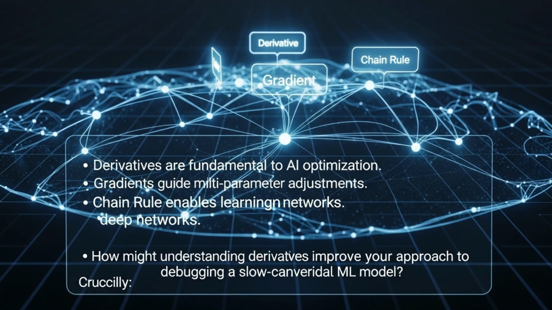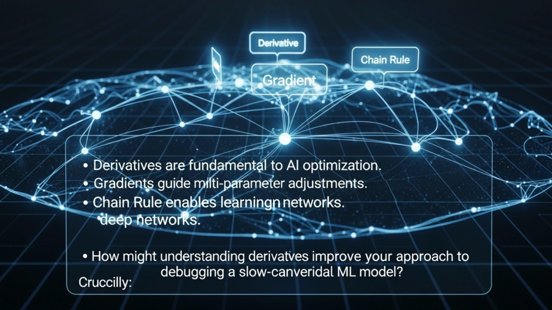We've covered some powerful concepts today. To quickly recap, we learned that derivatives are absolutely fundamental to AI optimization, acting as the GPS that guides models to minimize errors. The gradient gives us that multi-dimensional compass, pointing to the steepest descent across many parameters simultaneously. And the chain rule is what connects the dots in complex systems, allowing changes in early layers of a neural network to influence the final output, which is vital for deep learning.